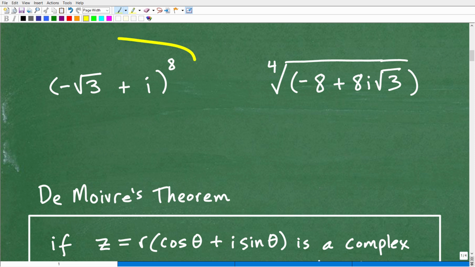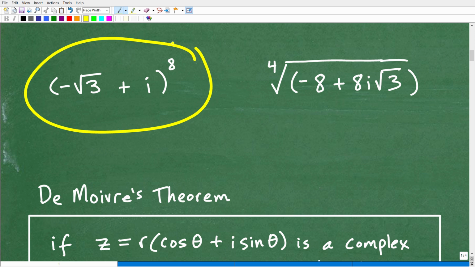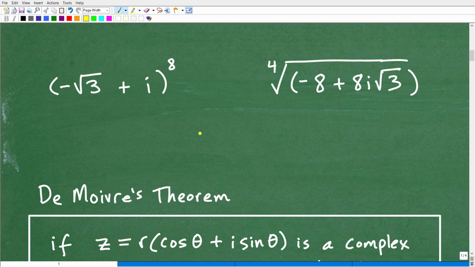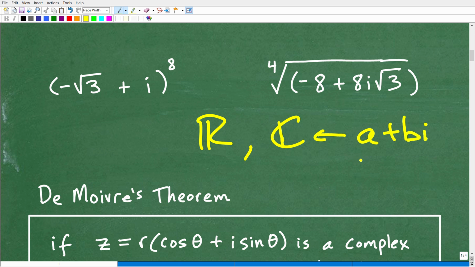Okay, so in the big world of math, when we are dealing with complex numbers, remember we have two different number systems. We have the real number system and the complex number system. Complex numbers are defined as a plus bi, or at least this is one form of a complex number. So there is a real part, and then there is an imaginary part.